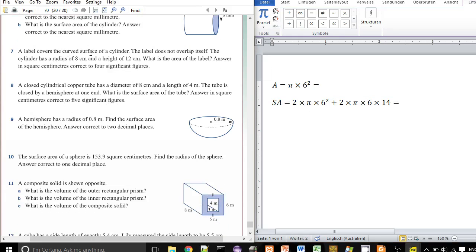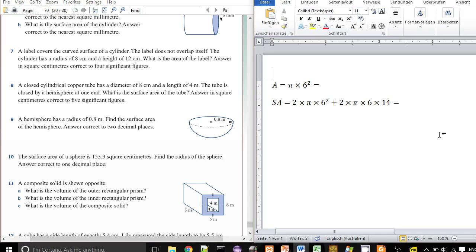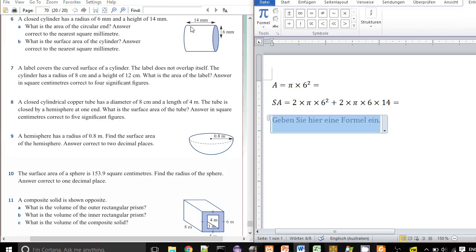A label covers the curved surface of a cylinder. Okay, this one's easy. I'm pretty sure that label is just this section. Not the circles. So this time we're basically going to do the same as that part. So the area of the label is 2 times pi times the radius, which is 8, and the height is 12. That's it. That's all you need to do. Okay, the next one.